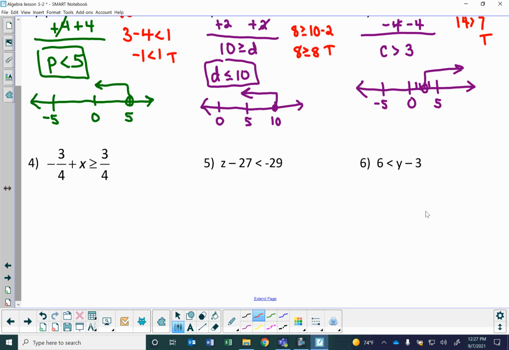Now we'll go down to number 4 here. Oh no, it's got fractions. Don't freak out because you have fractions. Fractions are good. It's okay, you can graph fractions. They're not hard to graph either. Don't get freaked out, they're just numbers.